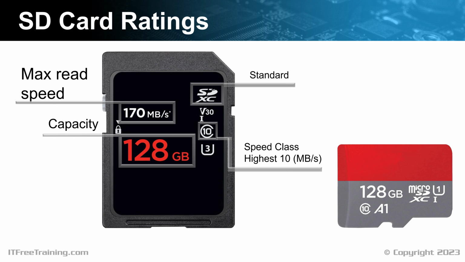In this case, the class is 10, and thus the SD card will always, even under load, support at least 10 megabytes per second. To make things a little more complicated, the highest speed class is 10.